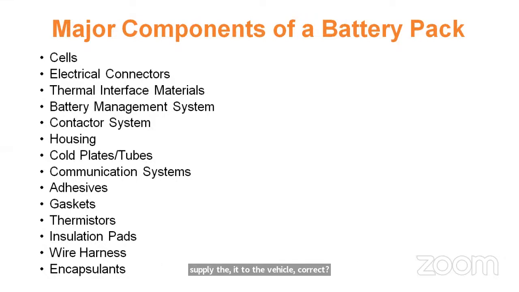Then we have a thermal interface material. Thermal interface material is a thermal material which helps us to gather the heat from the cell and dissipate it to the housing. Generally the housing of the battery pack is made of metals, and metals are good conductors of heat, correct? So the thermal interface material inside the battery pack takes the heat from the cells and transfers it to the housing, so that thermal balance is maintained.